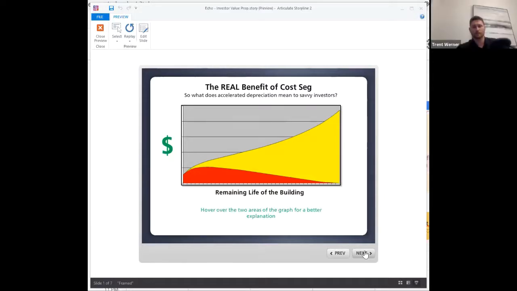We can get some HVAC units. The example I use a lot is in an office environment. If you have a server room with a lot of server computers and they generate a lot of heat, if you have an air conditioning unit dedicated to that room, that's considered business property because it's directly serving the business. So most HVAC is going to stay 27.5, 39 a year.